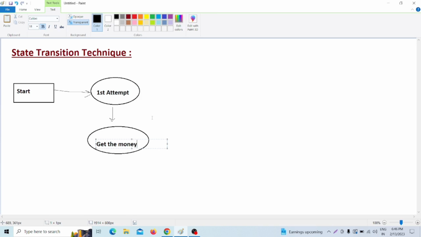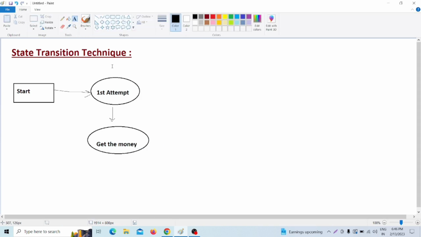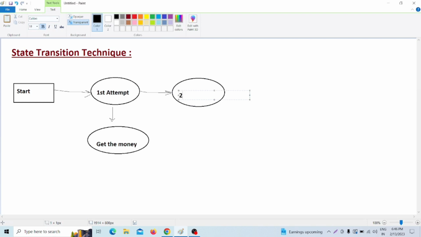But for the first attempt, if any user puts a wrong password, then what should we do? Then we have to go for the second attempt. So let's say this is the second attempt.